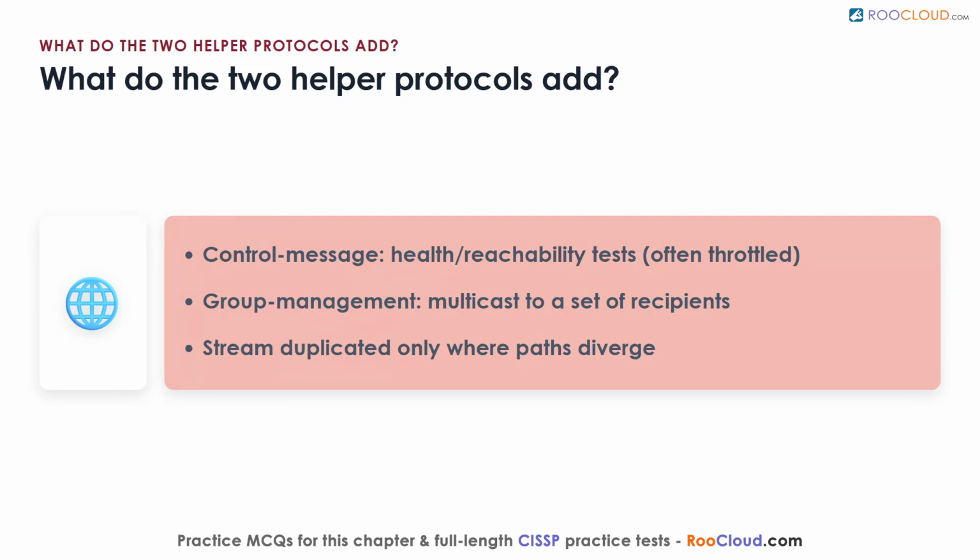The group management protocol supports multicasting, the delivery of data to a specific set of recipients at once. It manages which hosts belong to a multicast group, and a single stream can be duplicated at a router only where paths diverge. Think of one announcement copied only at the hallways where audiences split off.